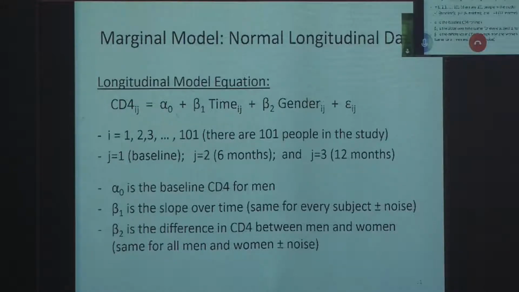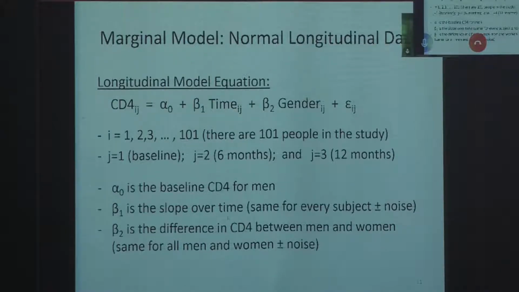In this model, the intercept, whether you call it beta naught or alpha naught, is the baseline CD4 count for men. So if you remember your interpretation of regression, the intercept is the predicted outcome when all the covariates are 0. So when time is 0, we're talking about baseline. When gender is 0, the way it was coded in this data set, we're talking about men. So the intercept is the baseline CD4 count for men.